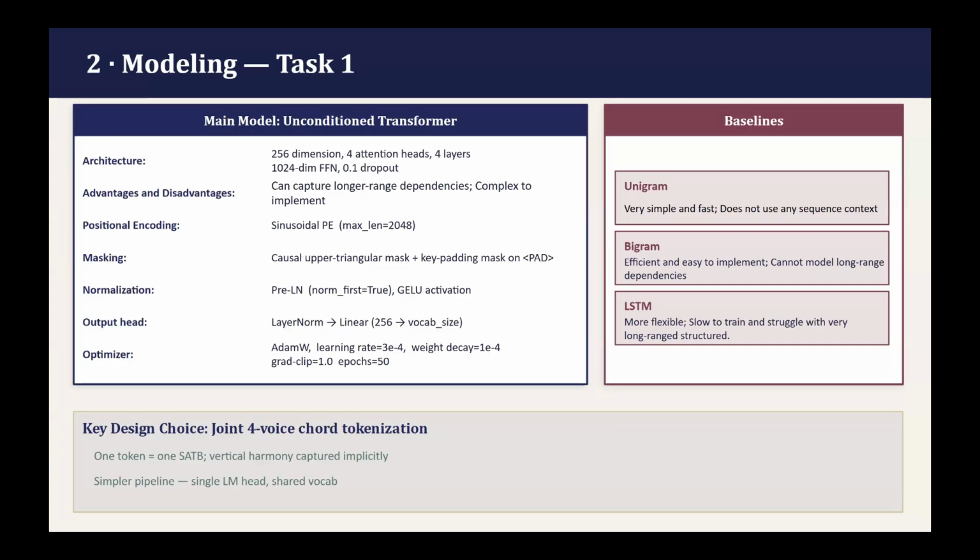Transformer can capture longer-range dependencies, but it is more complex to implement. The input is the previous chord tokens, and the output is the next chord token. After generation, we decode the chord sequence back into four voices and save it as a MIDI file. The training objective is negative log likelihood, so the model learns to assign higher probability to chord sequences that look like real chorales.